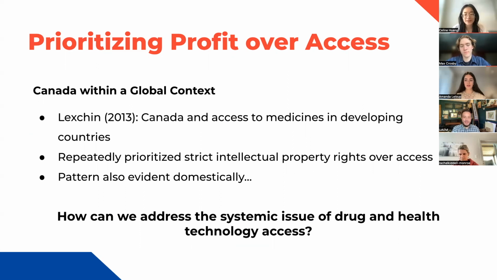And this really shows that the Canadian research system has a pattern of actively prioritizing profit and exclusivity over improving equitable access. So the question that follows from all of this is, how can we address the systemic issue of drug and health technology access? And to answer this question, we have to take a closer look at how research is conducted and how medicines and health technologies are developed and brought to market in Canada.